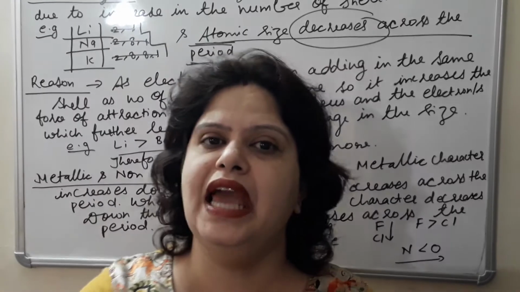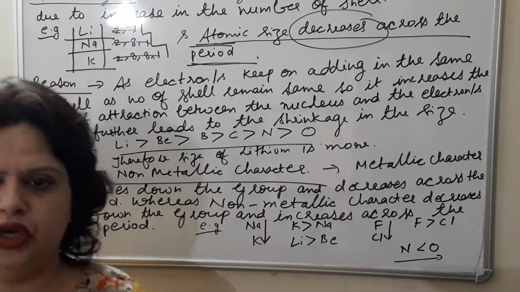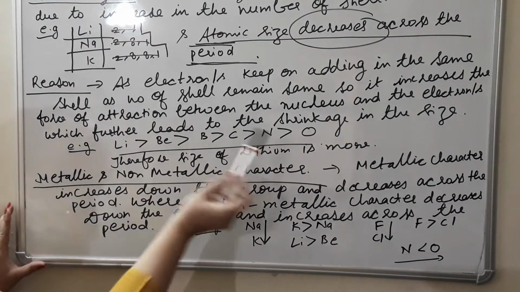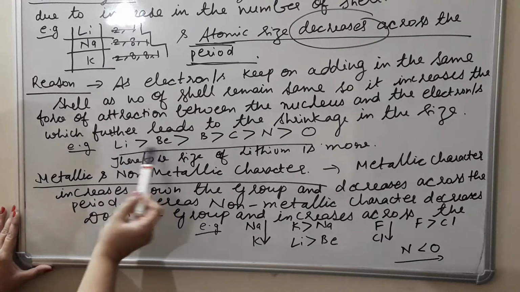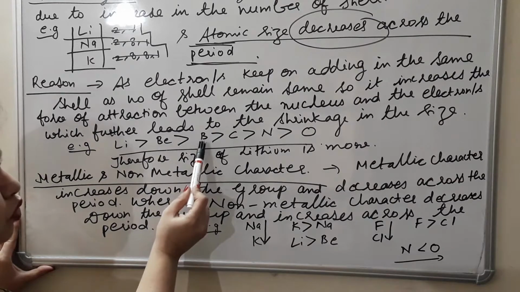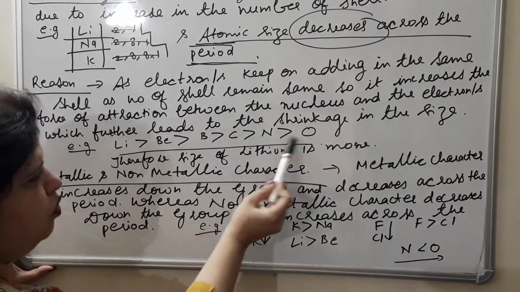So this is how atomic size changes across the period and down the group in the modern periodic table, that I have written here. Already I have shown you, lithium's atomic size is more than that of beryllium, its atomic size is more than that of boron, its size is more than that of carbon, and so on.